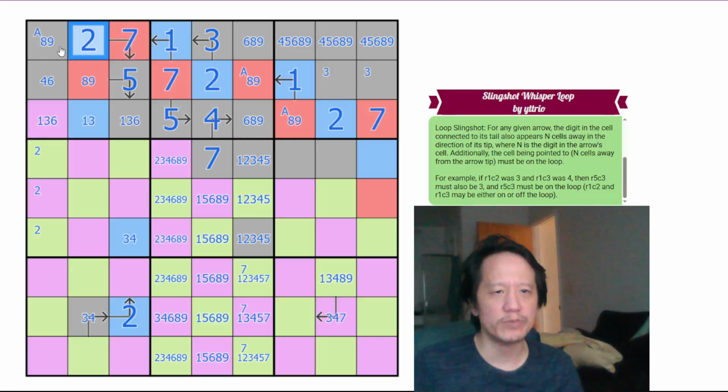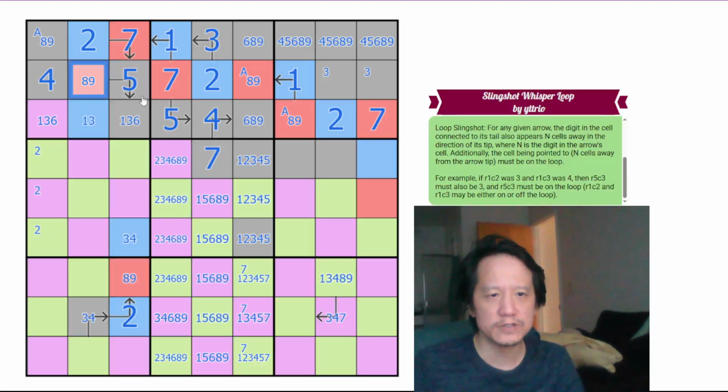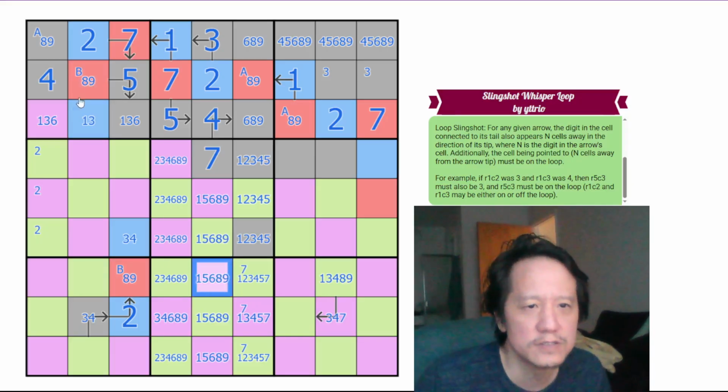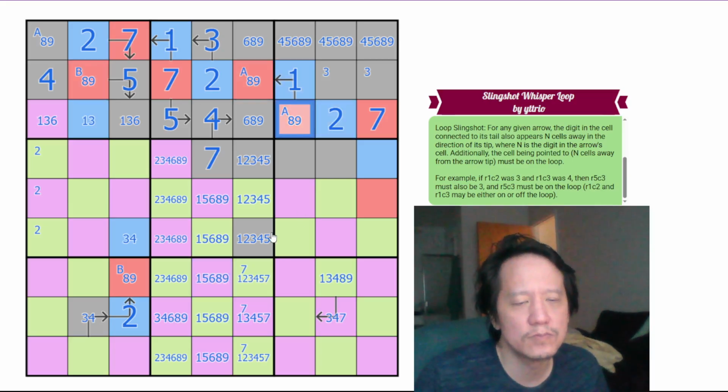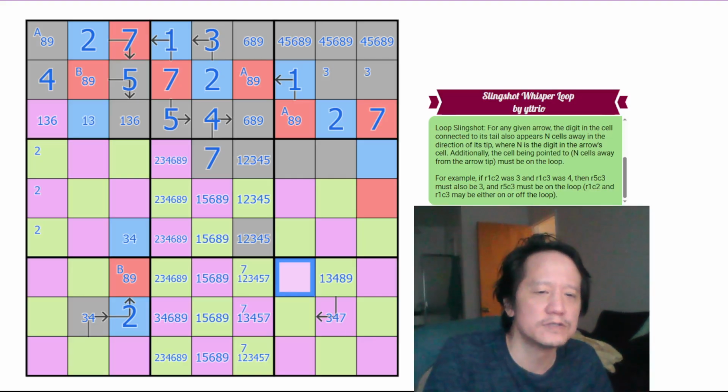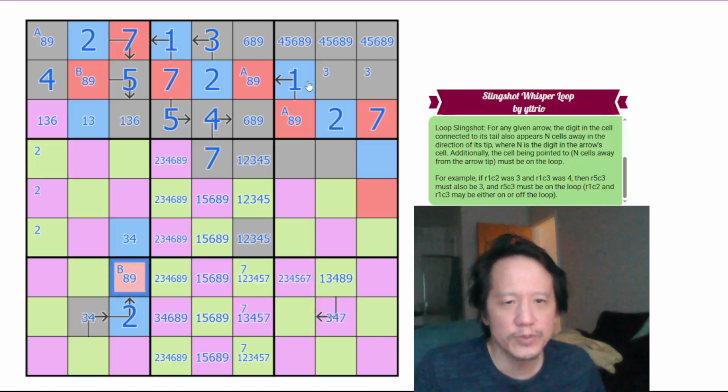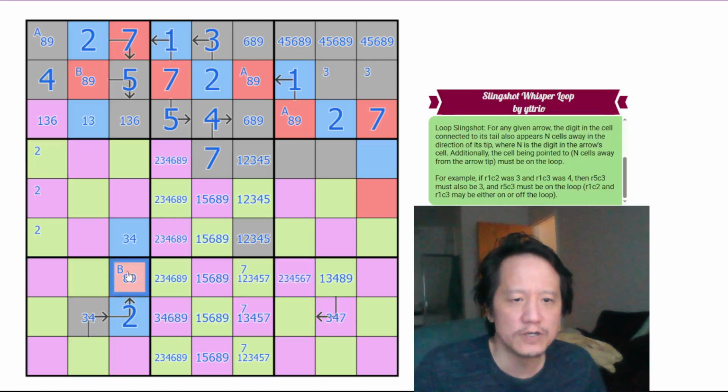Where is the 4 in box 1? It has to be here. So this is 4. This is 5. That means this is on the loop and it matches. So this is 8 or 9. This is the B. So that matches this. This is A. So this cannot be 8 or 9. So this is 2 through 7, because both the A and the B version of 8 and 9 see that cell.